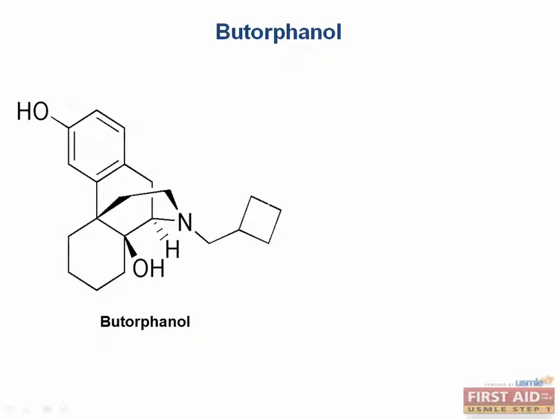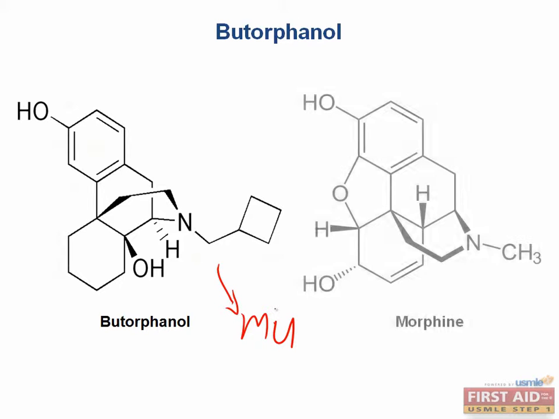Butorphanol's trade name is Stadol. It's important not so much for what it is used for, but rather to illustrate the concept of partial agonists. Butorphanol is a partial agonist at the mu receptor. It has a lower efficacy at the mu receptor than full agonists. Morphine is a full agonist also at the mu receptor.